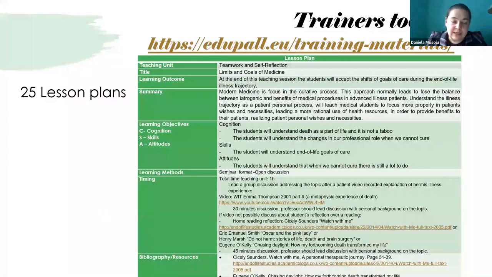So those were the online courses. We also produced this trainer's toolkit. In the toolkit, I will stop a little on the lesson plans. Taking each teaching unit, here you have as a model limits and goals of medicine. For each teaching unit, we provided the outcomes, a kind of summary of the teaching unit, the objectives that we wanted to reach, the format, and the learning methods. For limits and goals of medicine, we felt that the best teaching format would be the seminar option. And we also put timing and a proposal for how the session could work.